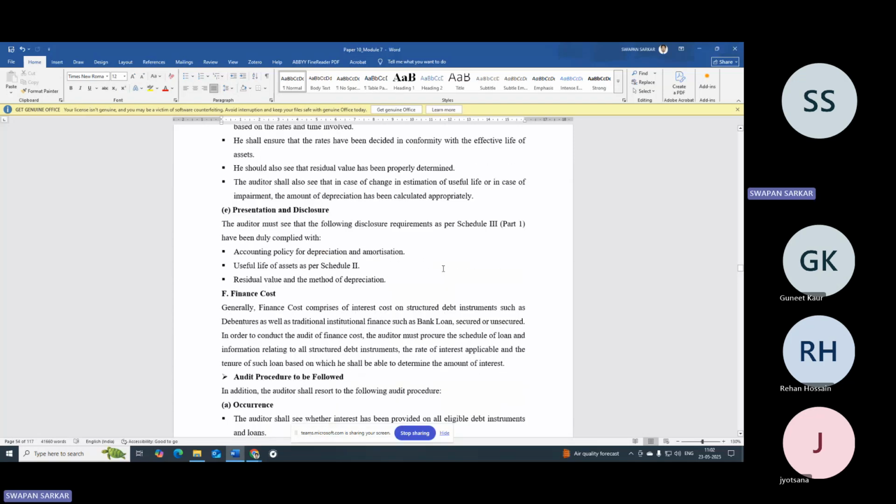Presentation and disclosure. The auditor must see that the following disclosure requirements as per Schedule 3, Part 1 have been duly complied with. First of all, accounting policy for depreciation and amortization, then useful life of the assets as per Schedule 2, and residual value and the method of depreciation.